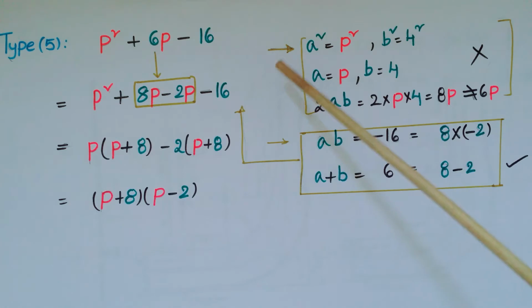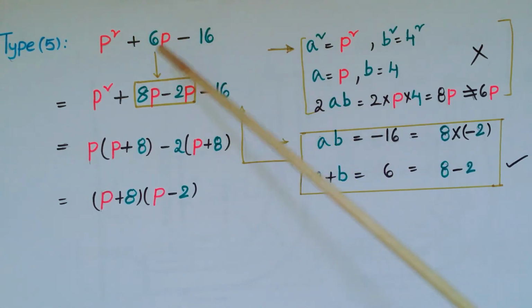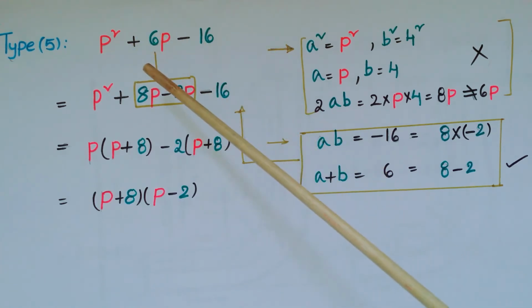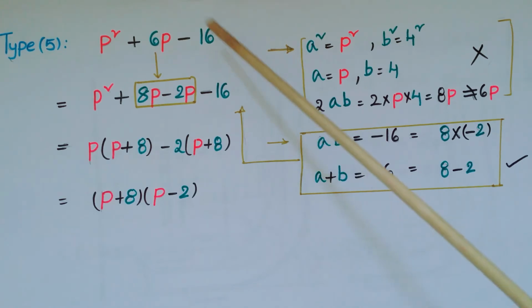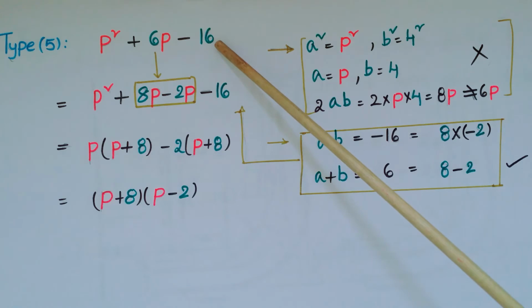This is another type of problem, p square plus 6p minus 16. So first check any common factors among all these terms. Here there are no common factors. Then check for square numbers. Here p square is a square number and 16 is a square number. But here there is a minus sign, so you cannot apply a square plus 2ab plus b square here.